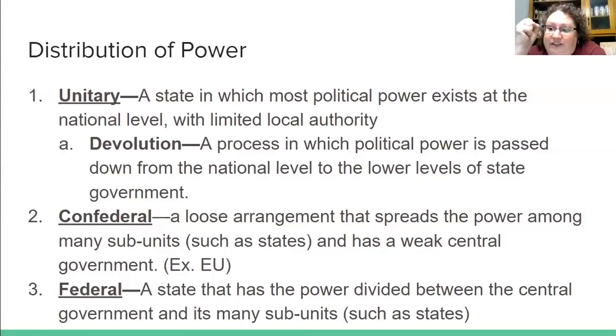Now, if I'm a unitary state and I've got all this power in the national government and my regional governments have this little bit of power, I can give them more power. The way that I give them power is through devolution. So we have seen that the Welsh, the Irish, the Northern Irish, and the Scottish have all had their parliaments recognized. They have a certain amount of authority. Now, ultimately, they still answer to the British government, to the House of Commons in London. But they've been given a certain amount of power through devolution. The opposite of that, taking away power, would be where you're centralizing your authority, which is what we see in Russia, how Putin continues to consolidate power and take power away from those regions that they have.